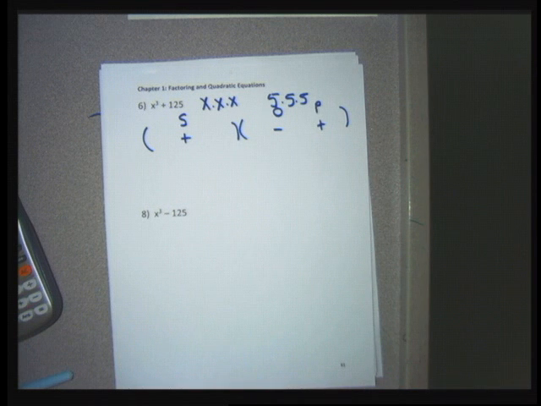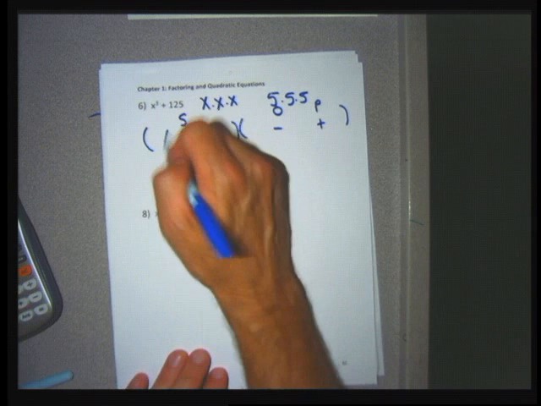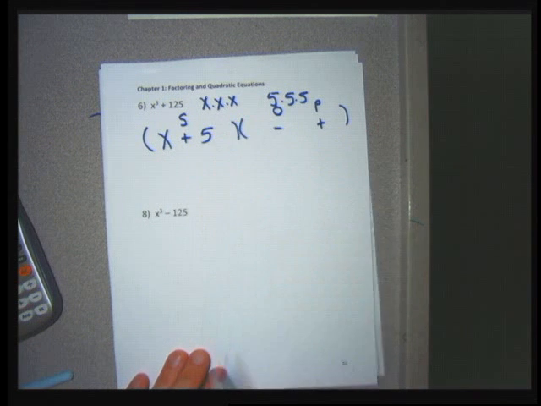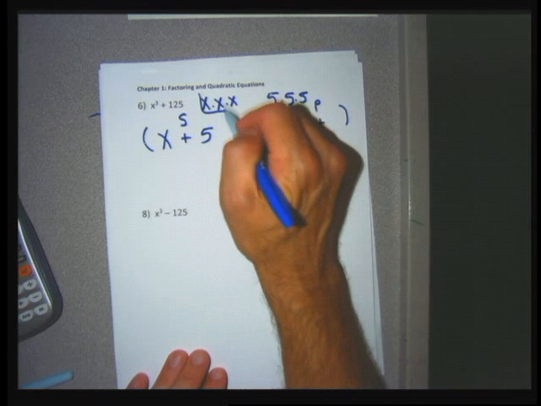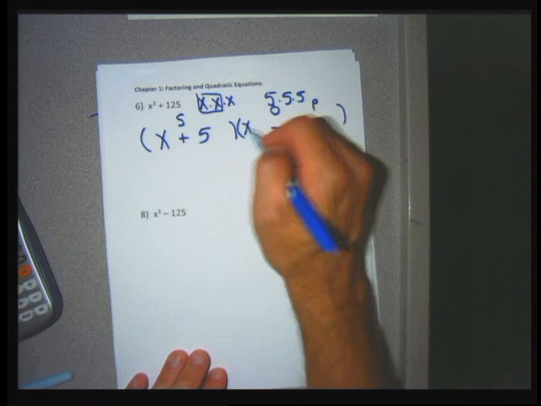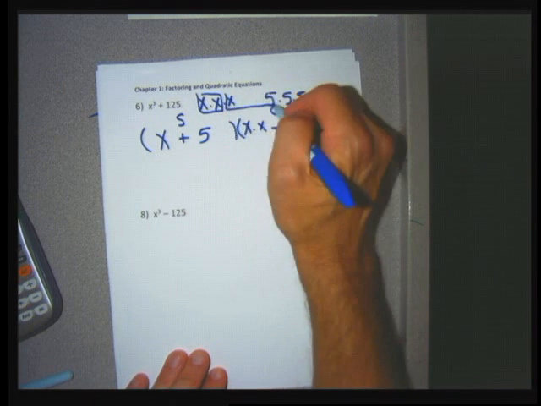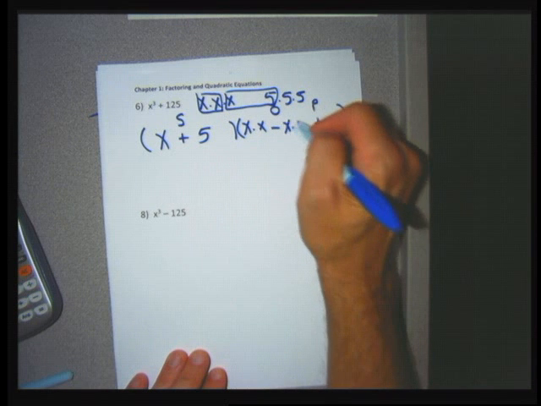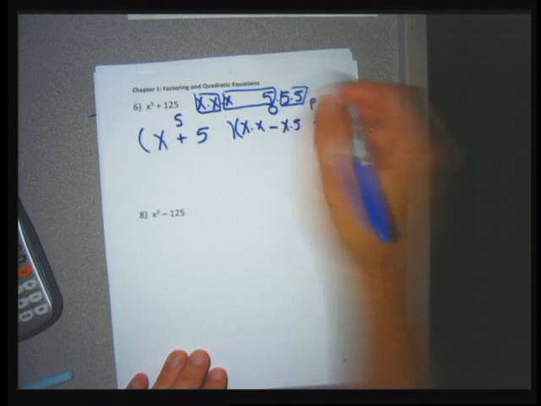I know what goes in each parentheses. First parentheses, one of each, which means 1x and 1, 5. And I'm going to pair and multiply. First pair goes first, which is an x times x. Then I put the middle pair, which is x times 5. Then I put the last pair, which is 5 times 5.